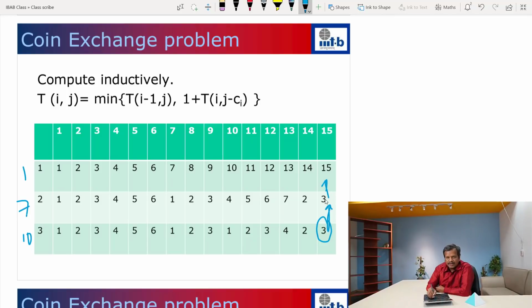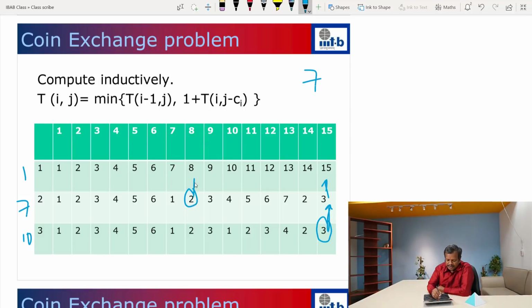So that means that the second coin has been used. If the second coin has been used, I will not change, but the j will have to go back and check, go to 15 minus 7, which is 8. So this 3 is coming from 2 plus 1, which is 3. So we will remember that we have used one coin of denomination 7, and then we will come to 3. This entry i is still 2, i is still 1, and j is 8.